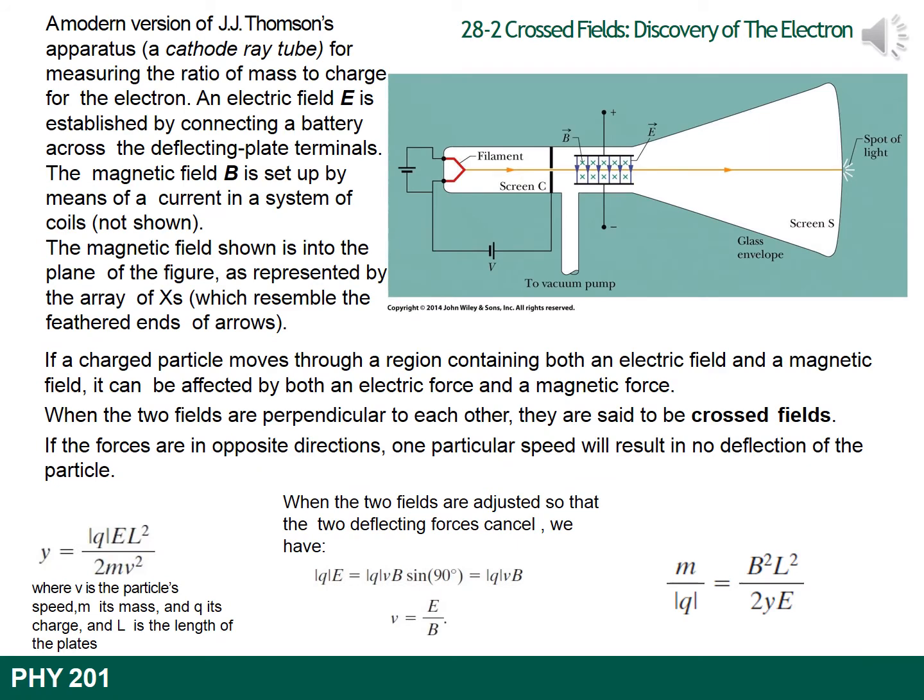Now, if you focus on the cross fields region, you will discover that the two forces are opposing each other, which are QE, the electric force, and QVB, the magnetic force. In magnitudes, if they are equal to each other, you will end up with a formula in the lower center of the slide, V equals E over B.